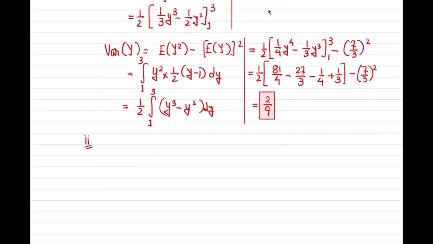We know that E of 2Y minus 1 would be 2 E of Y minus 1. We learned this in S2. So now you put the values: 2 into 7 by 3 minus 1. That gives you 11 by 3.